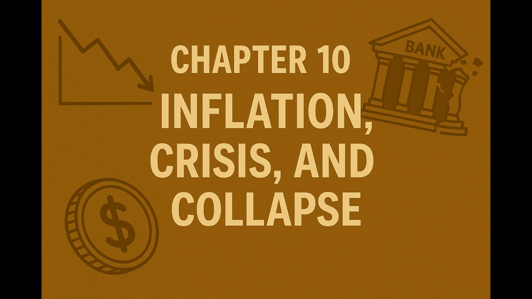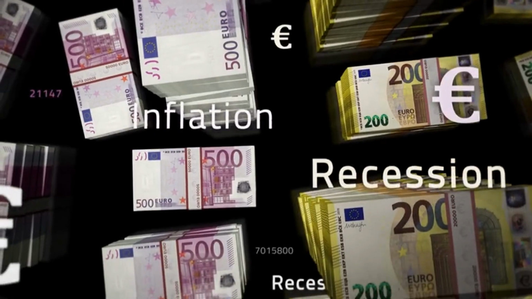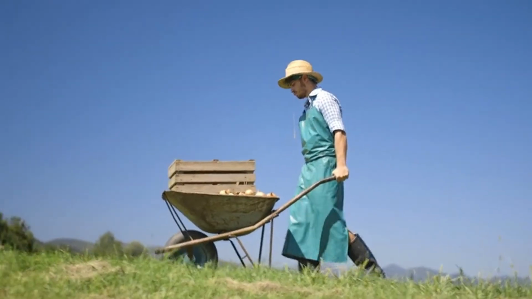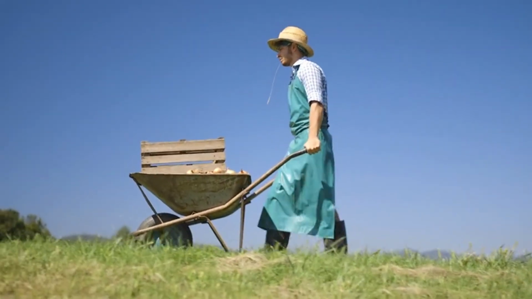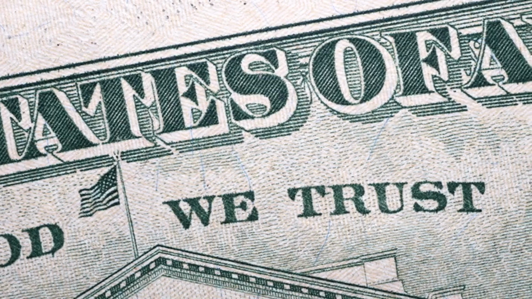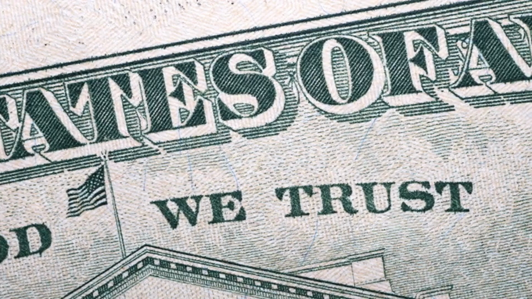Chapter 10: Inflation, Crisis, and Collapse. Money doesn't always hold its value. Hyperinflation has destroyed economies. In Zimbabwe in the 2000s, inflation reached billions of percent. In 1920s Germany, people carried wheelbarrows of marks to buy bread. Why? When too much money is printed with too little to back it, trust breaks down.